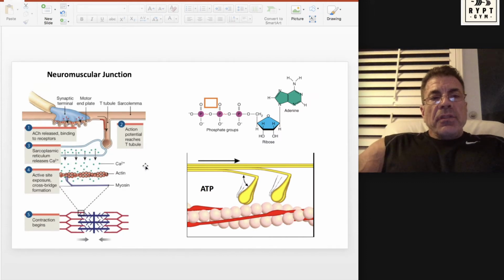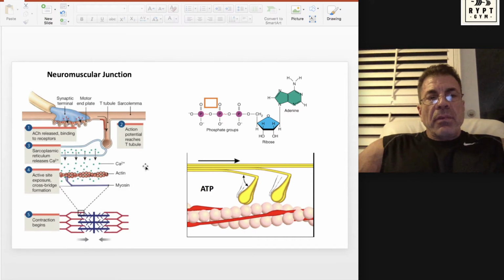So skeletal muscle is voluntary. We also have cardiac muscle and smooth muscle, which are involuntary. Cardiac, of course, the heart ticks on its own. We don't have to think about it. And our gut, small intestine, has smooth muscle, which is also involuntary. But skeletal muscle, like our biceps, triceps, quads, we control them.